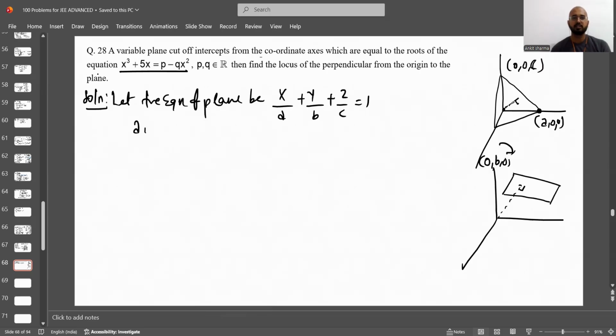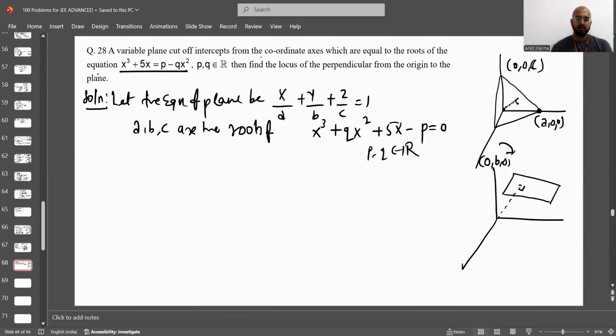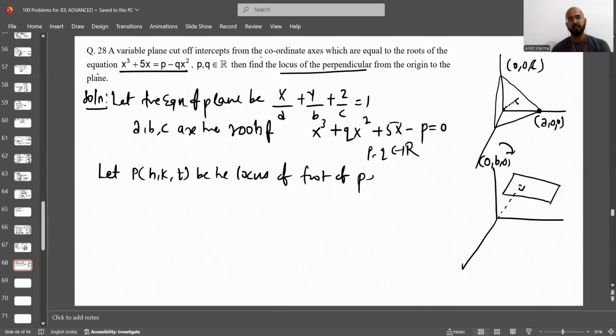So a, b, c are the roots of this equation, which is x cube plus qx square plus 5x minus p is equal to 0, and p and q are real numbers. So let's go ahead, and now we need the locus of the foot of the perpendicular. So let P(h, k, t) be the foot of the perpendicular from the origin.